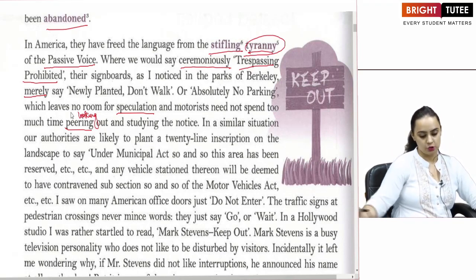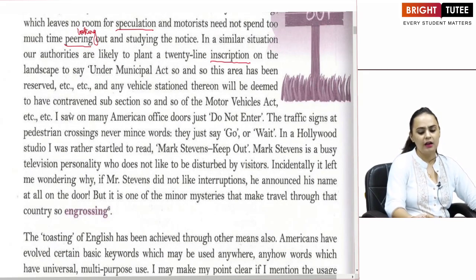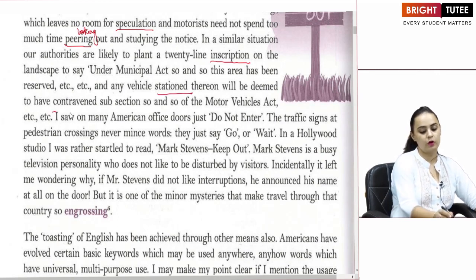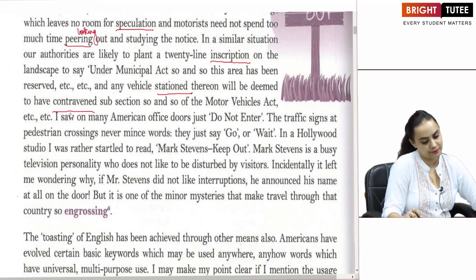In a similar situation, our authorities are likely to plant a 20-line inscription on the landscape to say, under Municipal Act, so and so, this area has been reserved, etc., etc., and any vehicle stationed thereon will be deemed to have contravened subsection so and so of the Motor Vehicle Act, etc., etc.